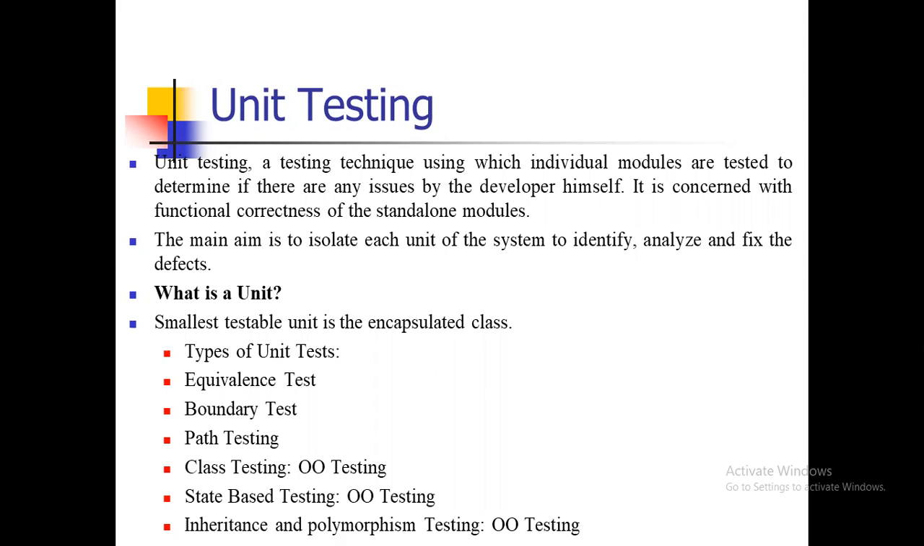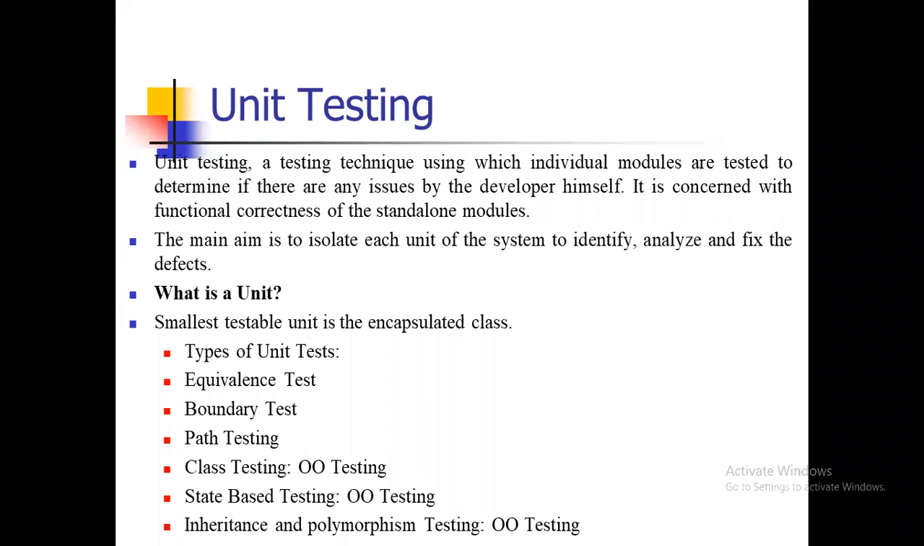Here there are several types of unit tests available: equivalence test, boundary test, path testing, class testing, state-based testing, and inheritance and polymorphism testing. Class testing, state-based testing, and inheritance and polymorphism testing are object-oriented testings.